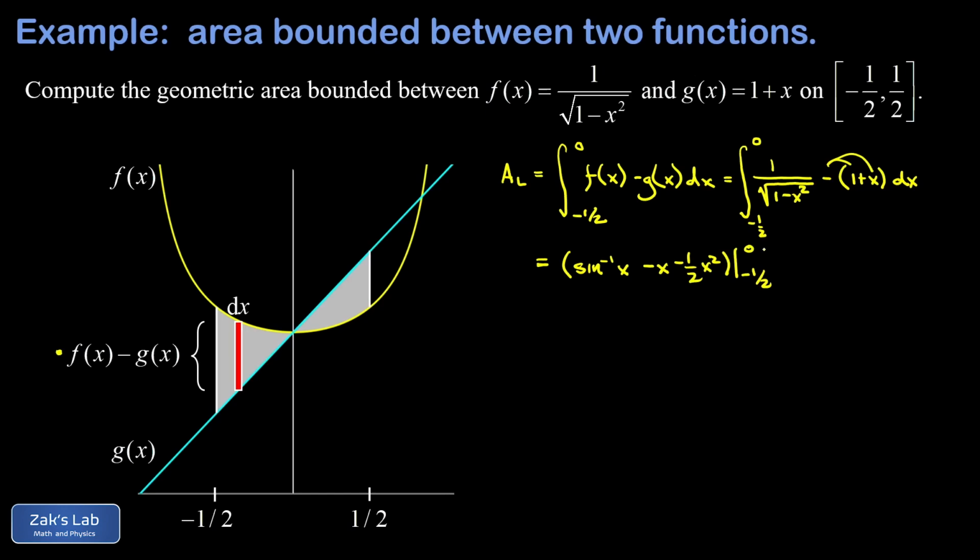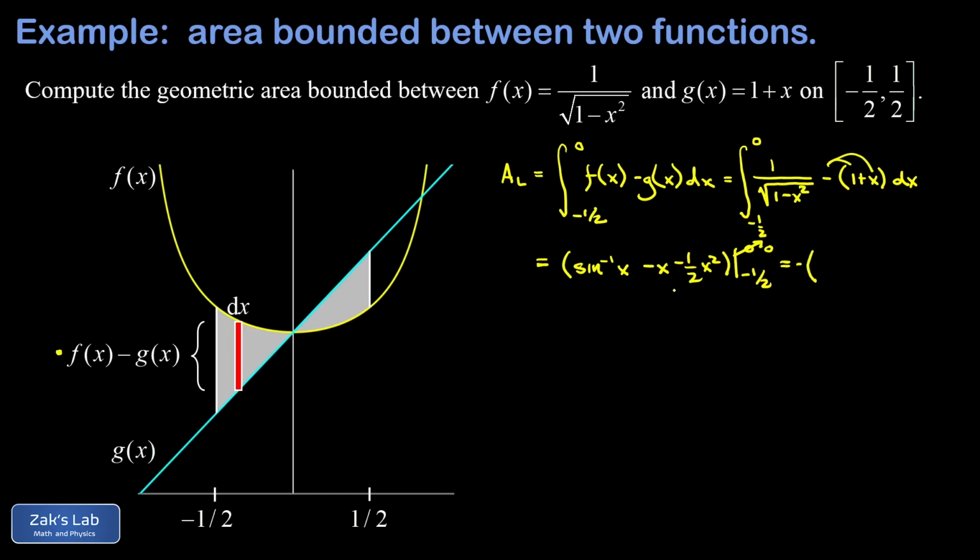Now, when we plug in that upper limit, actually every term in this expression vanishes. When I replace x with 0, the two power function terms are going to be 0. It's just -0 and -1/2 times 0. And then the inverse sine of 0, that means the angle whose sine is 0, which is also 0. All right, so everything in the upper limit vanishes. And I subtract what I get by subbing in my lower limit.